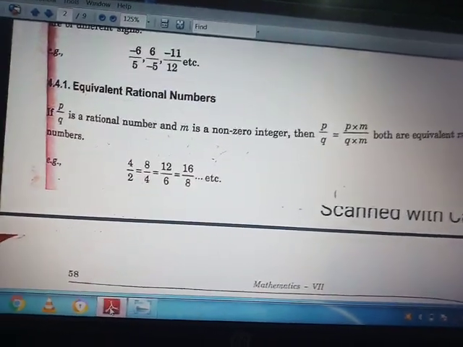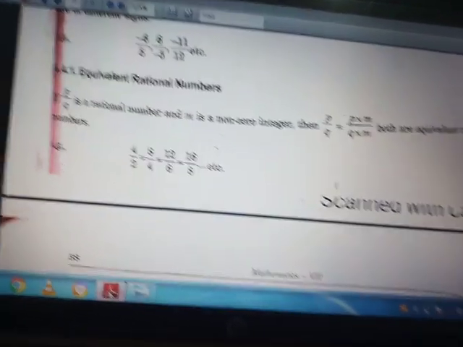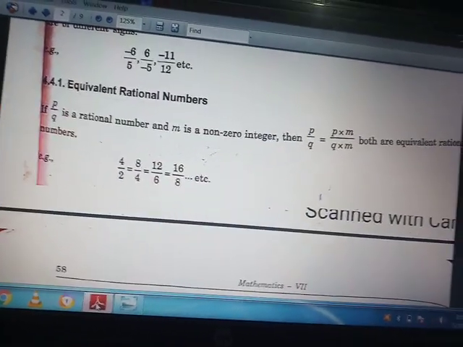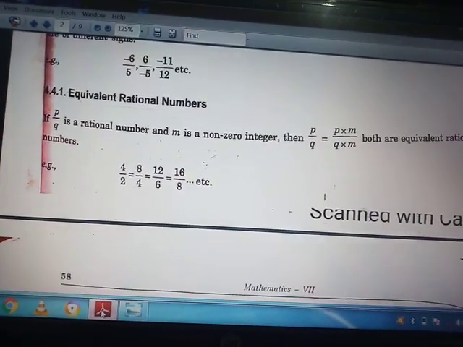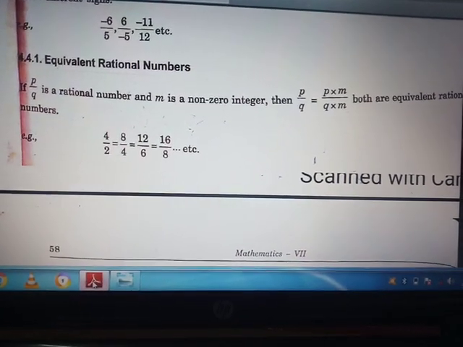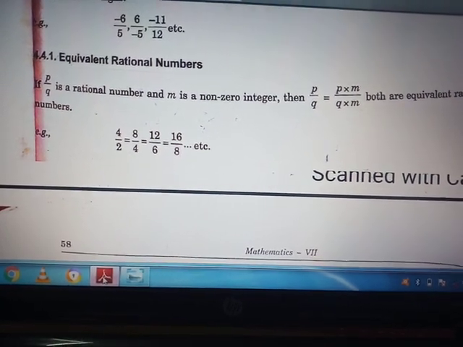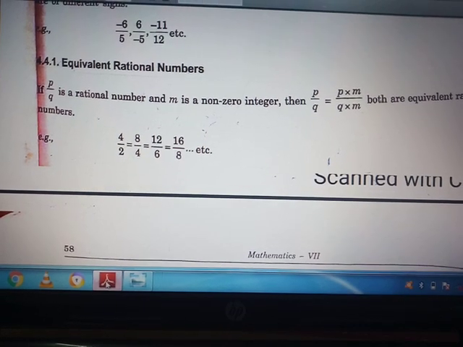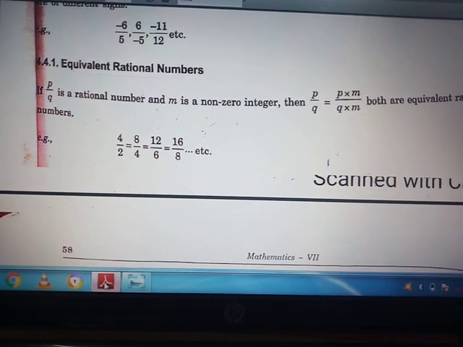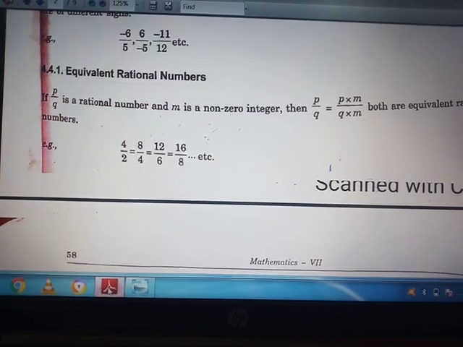Next one is equivalent rational numbers. So let's start the equivalent rational numbers. Basically, rational numbers are those numbers which can be written in the form of p by q, where q is not 0. Basically the q should not be 0. Any number which can be represented in the form of a fraction, that is p by q, where q should not be 0, those numbers are rational numbers.